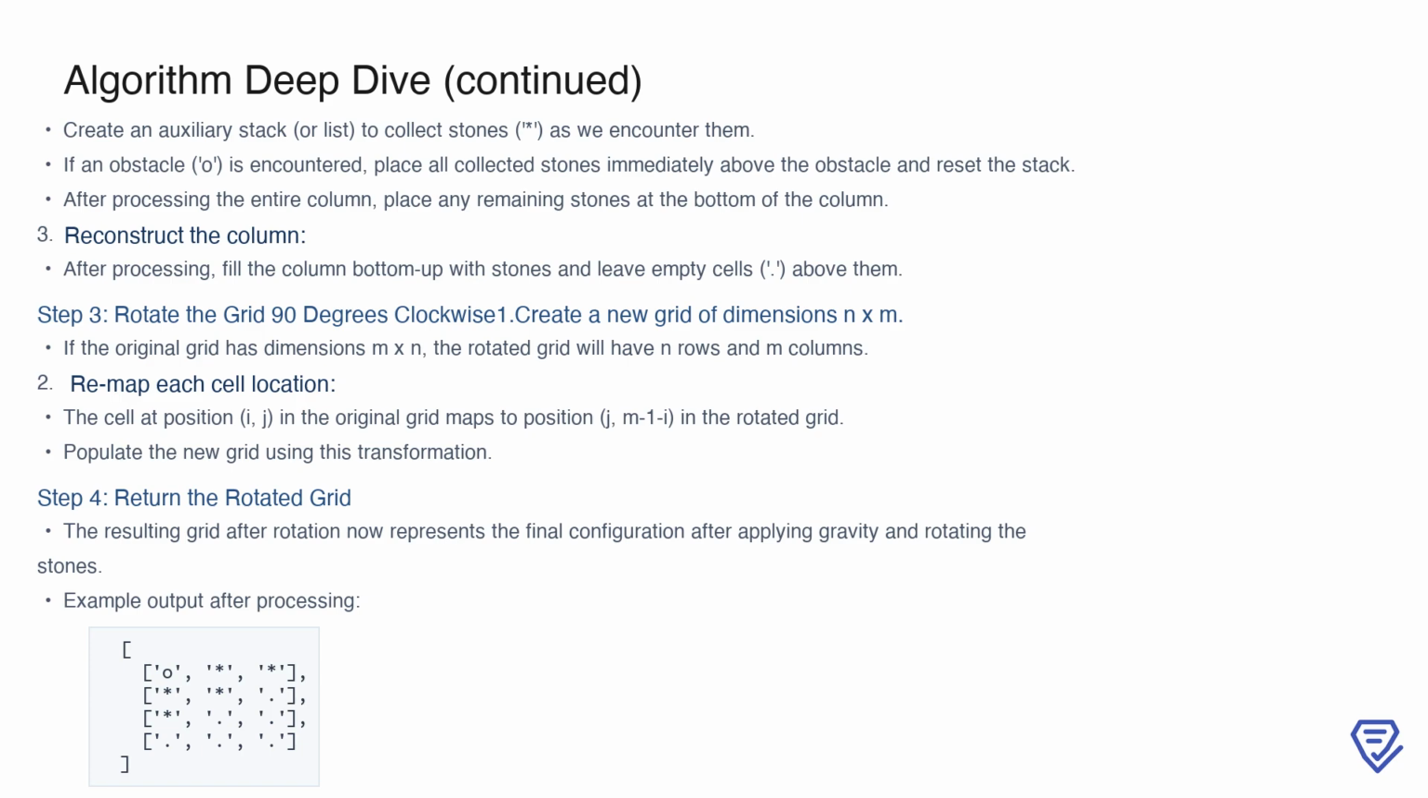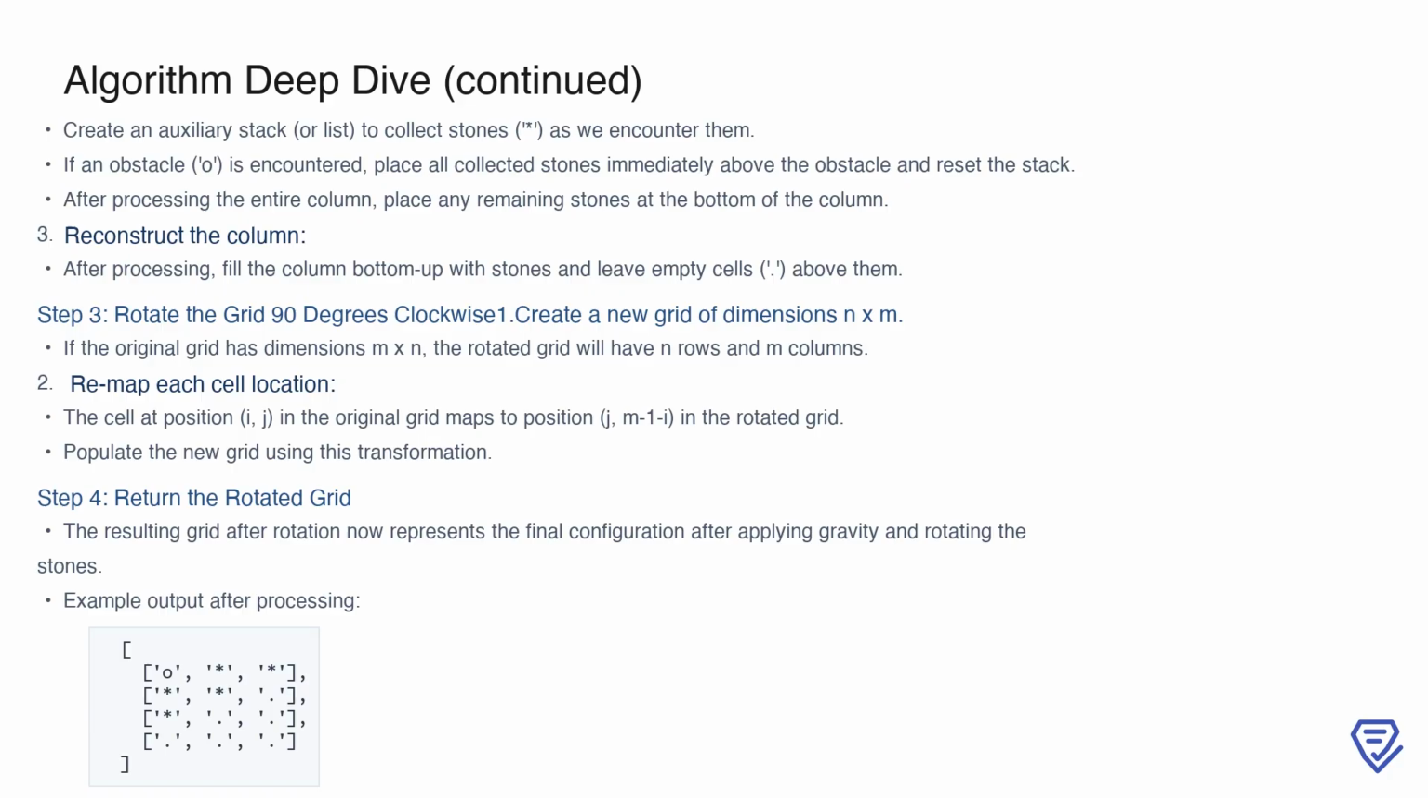Whenever we encounter an obstacle, we place all the collected stones immediately above it, filling the cells below the obstacle with empty spaces. After processing the entire column, any stones remaining in the stack are placed at the bottom of the column, with empty cells left above them. This ensures that all stones in the column have fallen as far as possible, respecting the positions of obstacles.